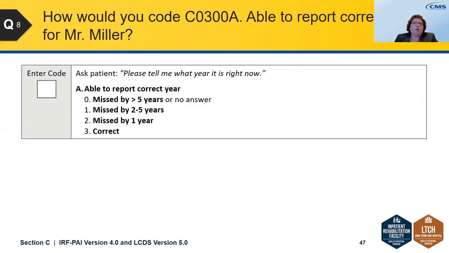Okay, so how would you code C0300A, able to report correct year, for Mr. Miller? Remember, the assessment date identified in the video was Tuesday, March 10th, 2020. Would you use code 0, missed by greater than 5 years or no answer? 1, missed by 2 to 5 years? 2, missed by 1 year, or is it 3, correct? I'll give you a few more seconds to consider your response for this.